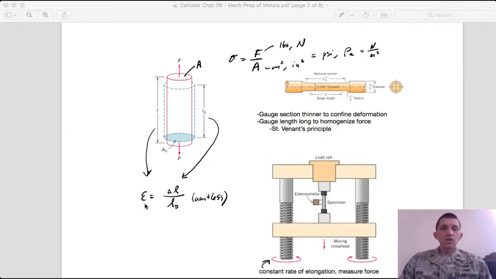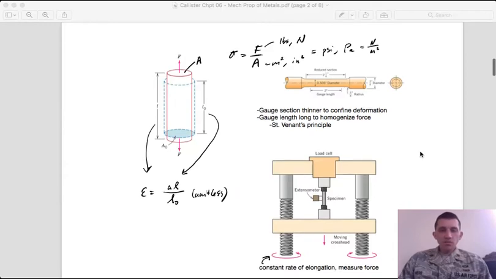So here, the strain is not delta L, how much we stretch, but it's delta L relative to the overall length, right? So it's some percent of the overall length that we are elongating. And that gives us the strain, or the other part of our stress strain curve.